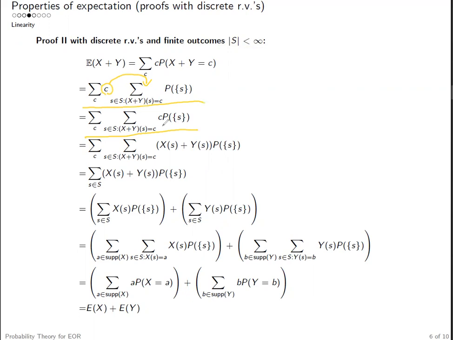Look at here. Here we are summing over all possible outcomes such that x plus y maps those outcomes to value c, which essentially means x(s) plus y(s), those random variables, if we consider those are functions from the sample space to numbers, then the sum of those two numbers will also equal to c, right? According to this.